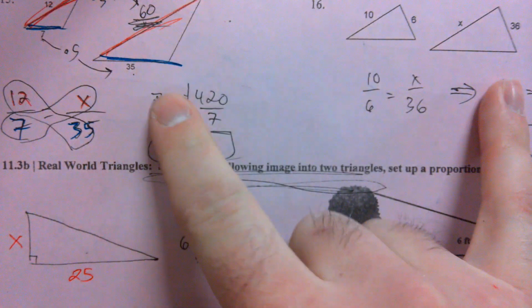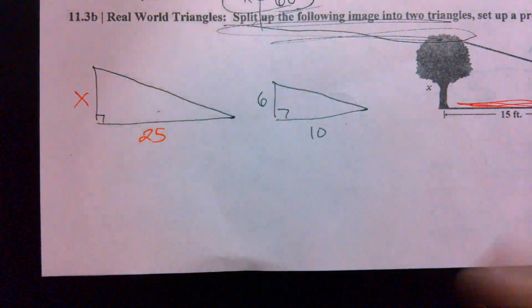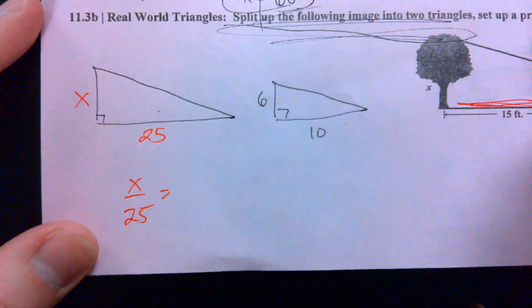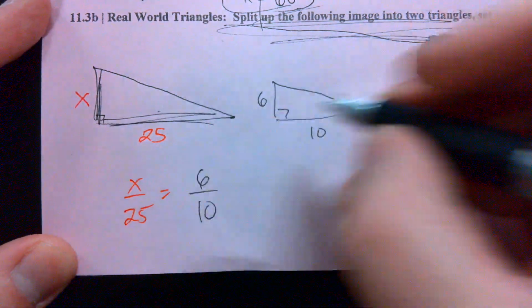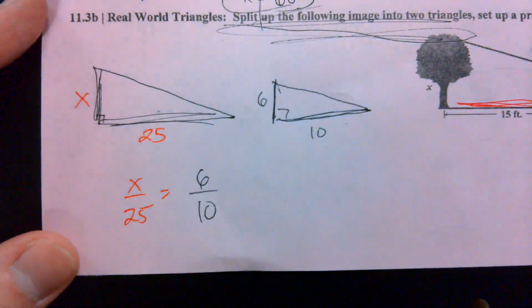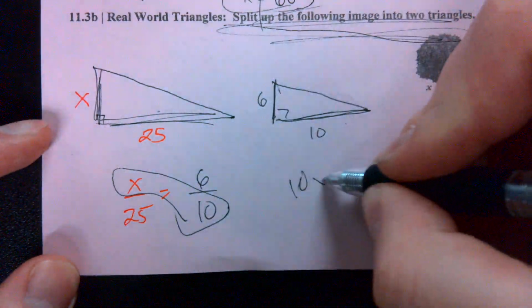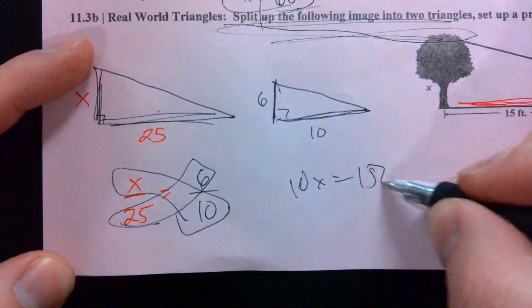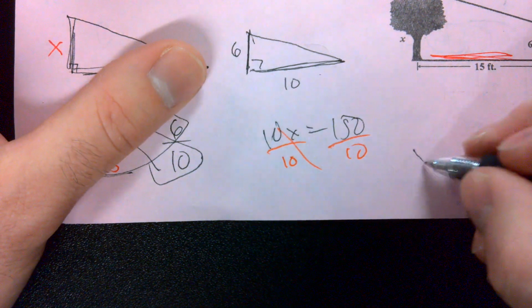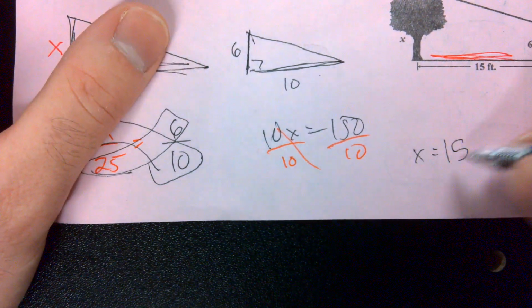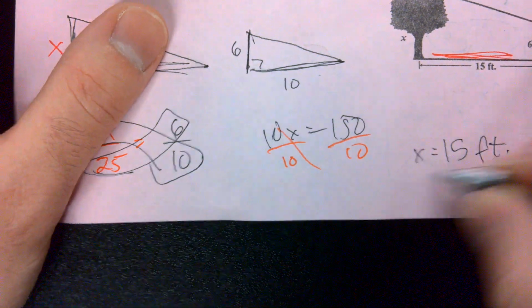So now it's just like these problems. We've got our two triangles, our four numbers. It's very easy for us to set this up. X over 25 equals what? 6 over 10. Height over base equals height over base. Now I can cross multiply. 10x equals 150. How can I get x all by itself? Divide by 10. Leaving me with x equals 15 feet.